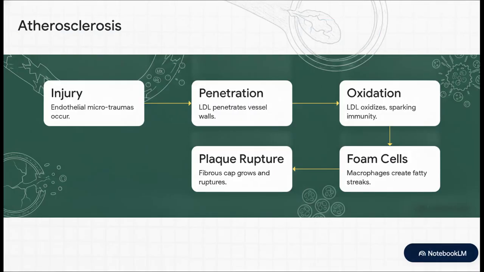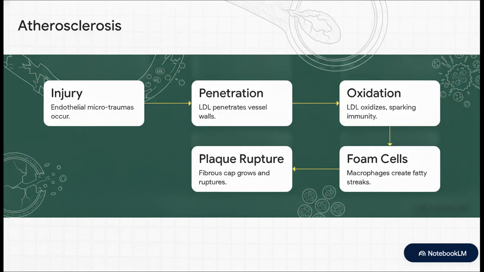Okay, let's trace the biological detective story of atherosclerosis, because this is the primary outcome we desperately want to avoid. It all starts with endothelial injury. This is essentially a tiny microtrauma to your blood vessel lining, often caused by things like smoking, high blood pressure, or oxidative distress. This little injury creates a microscopic opening that allows LDL to penetrate the vessel wall. Once it gets inside, that LDL oxidizes. This triggers an alarm, an immune reaction, where your macrophages, which are basically your immune system's cellular cleanup crew, rush in and try to clear it out.